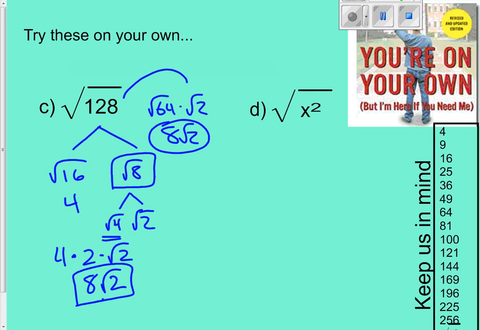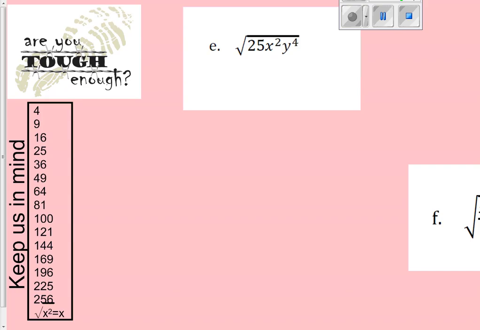So square root of x squared, quite simply just x. That's simplified right now. So how about this one? Aha, this could be fun. So split this apart. Square root of 25, square root of x squared, square root of y to the fourth. I do that just because that way I can take it one piece at a time and I have way less chance of screwing up.